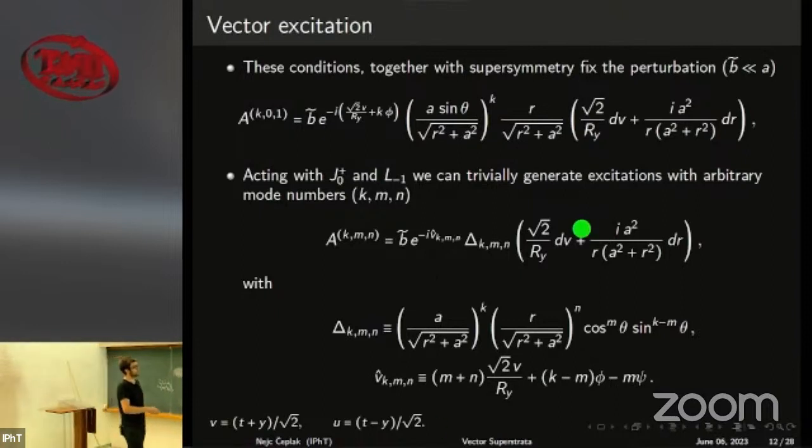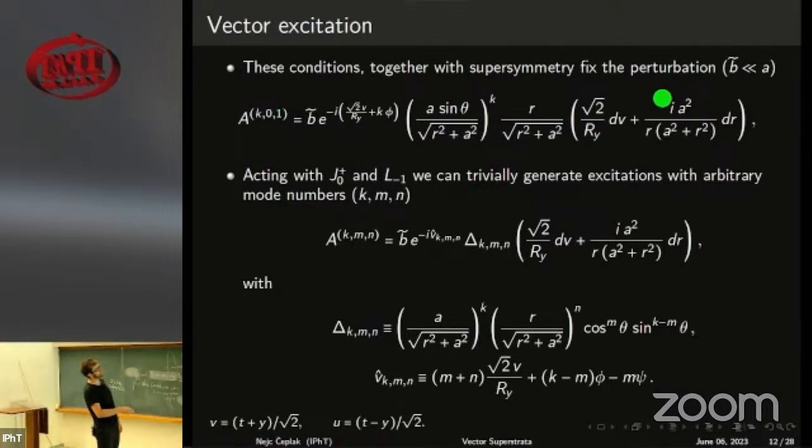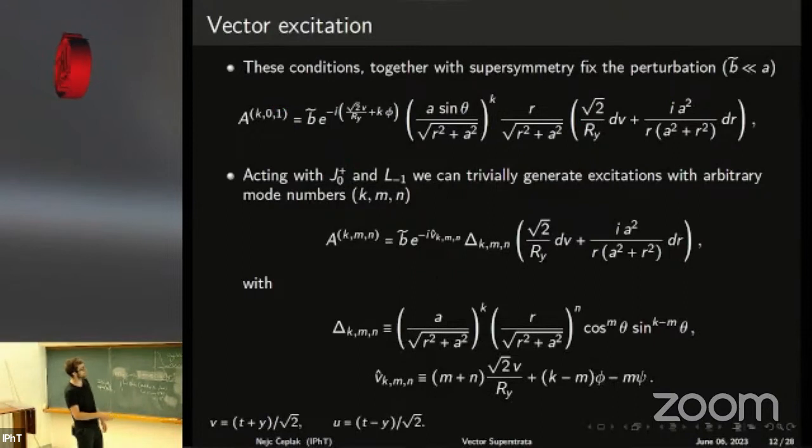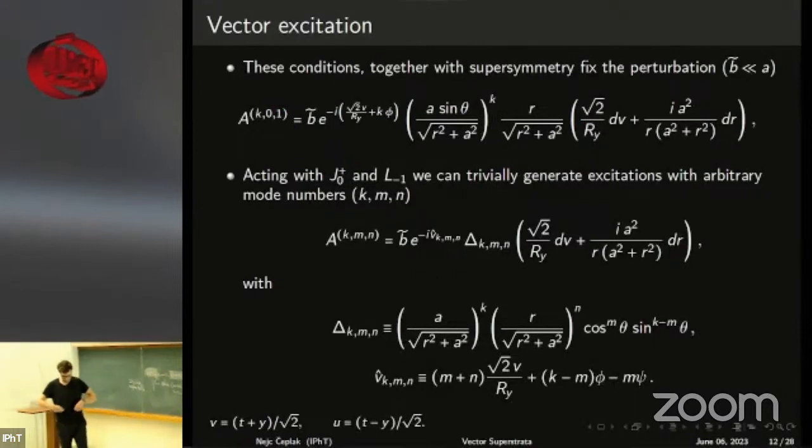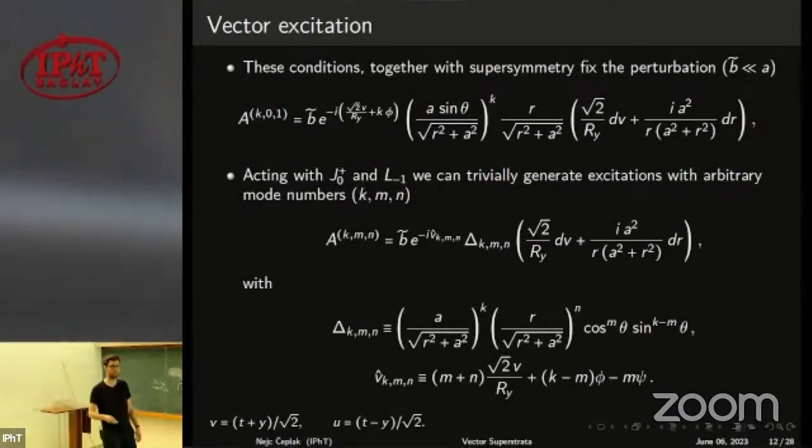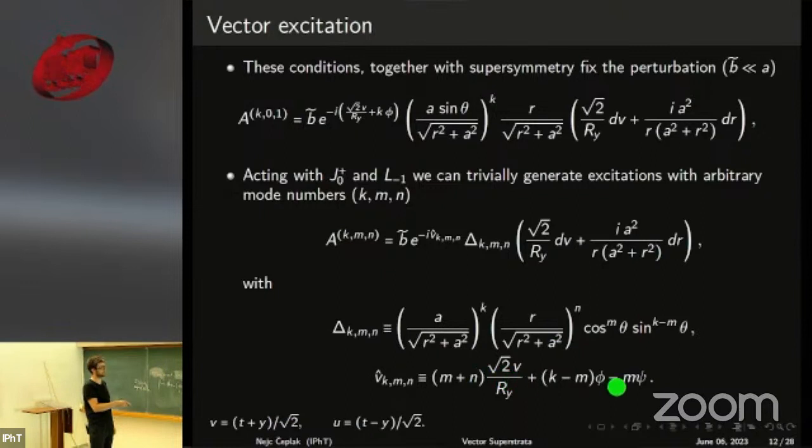So just to see what happens next. What can follow now is to generate more states by acting with supersymmetry, by symmetry generators. And I get the most general perturbation, which contains a factor containing k, m, and n quantum numbers. And I get a phase which contains the v dependence.